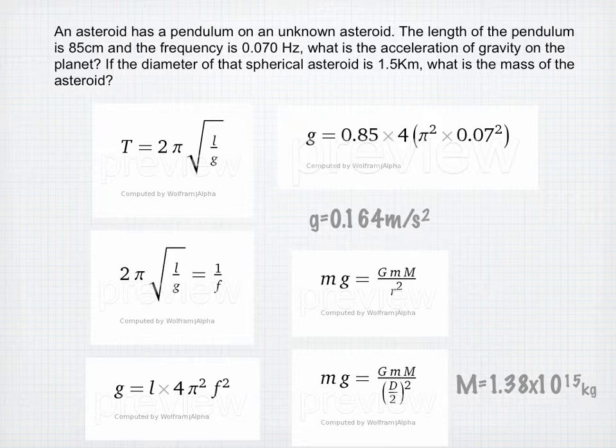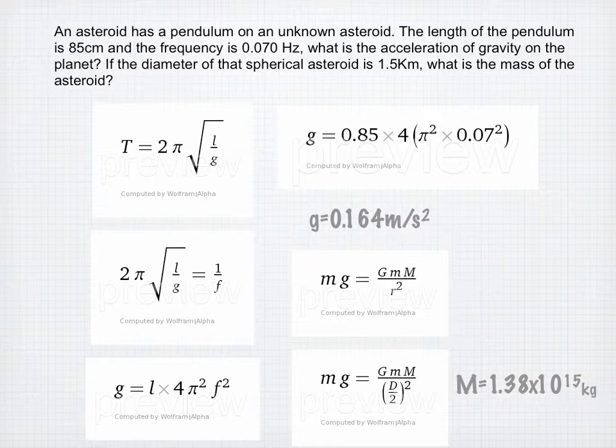Last question. This is trying to tie together a lot of different things from both circular motion and gravitational motion and simple harmonic motion. An asteroid has a pendulum on it, and the length of the pendulum is 85 centimeters. The frequency is 0.07 hertz. What is the acceleration of gravity on this planet? And if the diameter of the spherical asteroid is 1.5 kilometers, what's the mass of the asteroid?